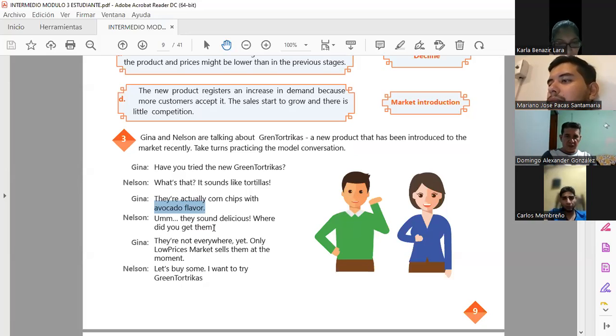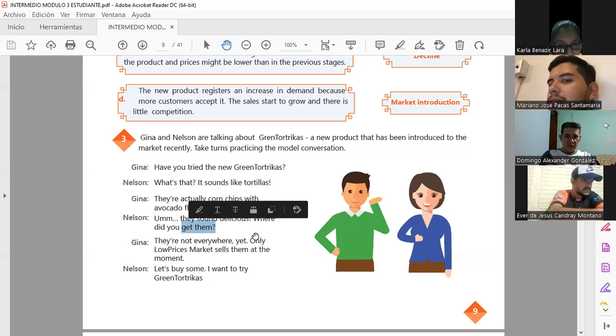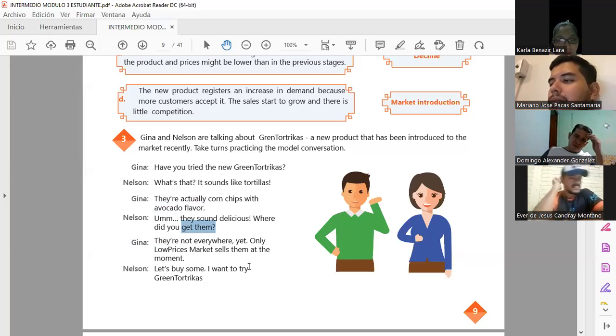Get them. When you say this, class, you link the sound. Look, you link the sound. You don't say get them, but get them, right? Yes, only that, right? So you link the sound. Okay.